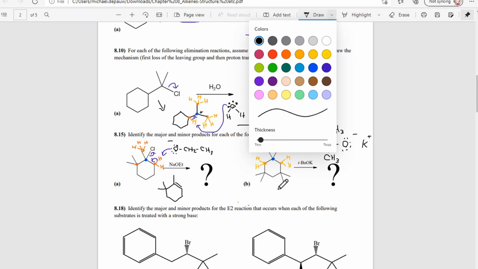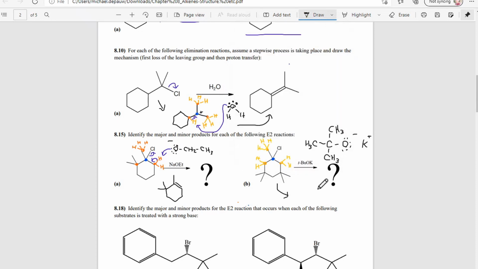Yay, draw. So 1, 2, 3, 4, 5, 6. Cute. Then 1, 2, 1, 2. Yay. So that is your Hofmann product. I'll type that in. Cool. Hofmann. That's the Hofmann product. And over here, we have the Zaitsev product.